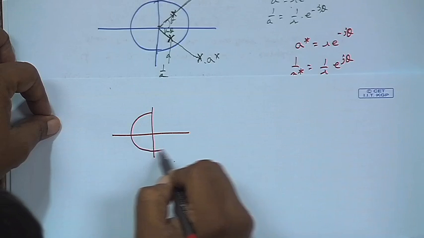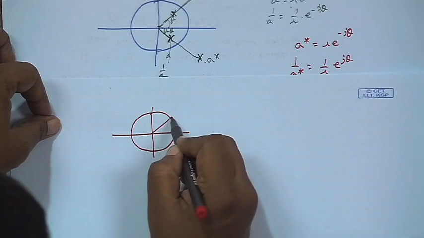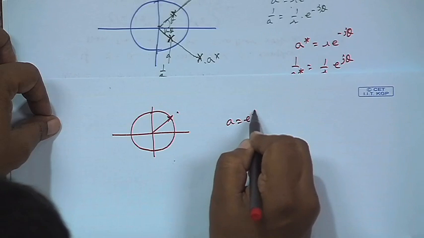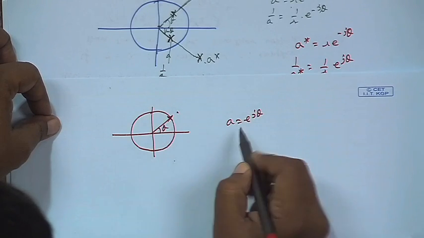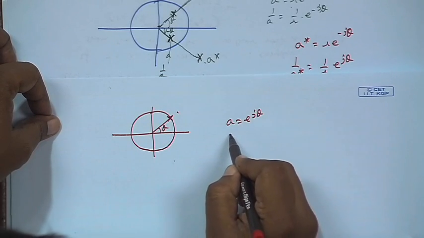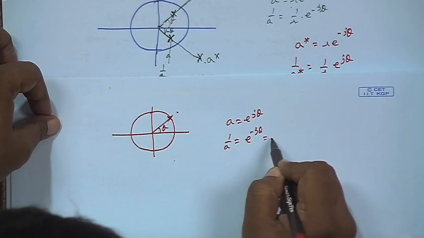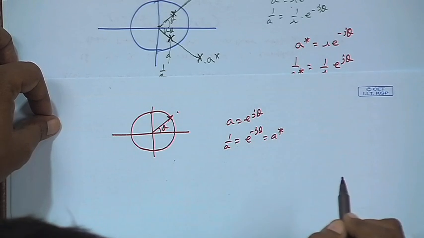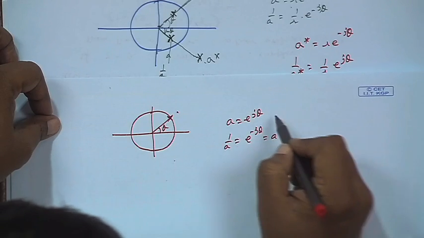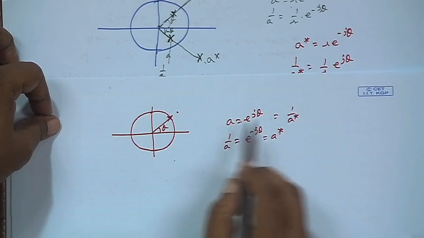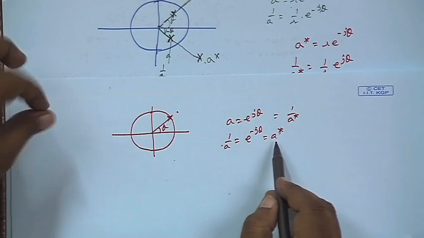Suppose A is having magnitude 1 here. So, A is just e to the power j theta. Then 1 by A is e to the power minus j theta, which is the same as A star, and 1 by A star is e to the power j theta. So, A is the same as 1 by A star, and 1 by A is the same as A star.